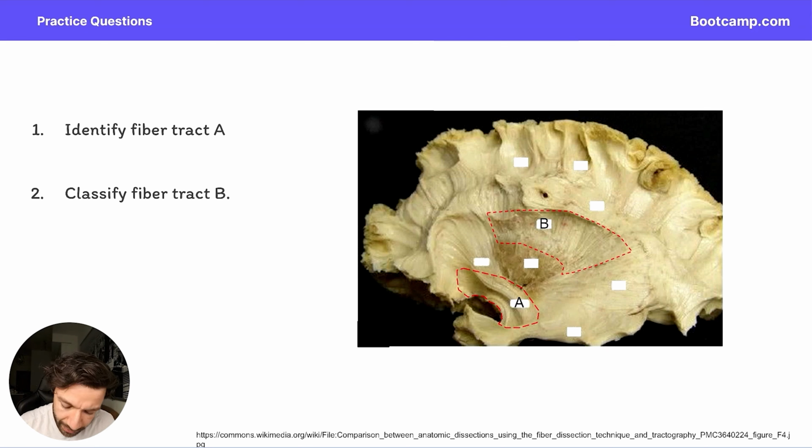You can see fiber tract A is going to be connecting the temporal and the frontal lobes. And if you remember which fasciculus connects those two regions, this is going to be the uncinate fasciculus.